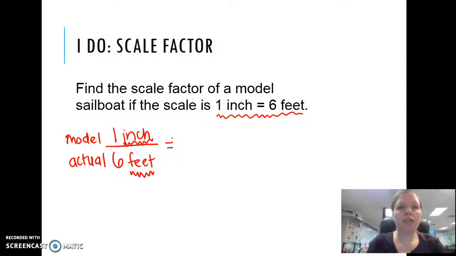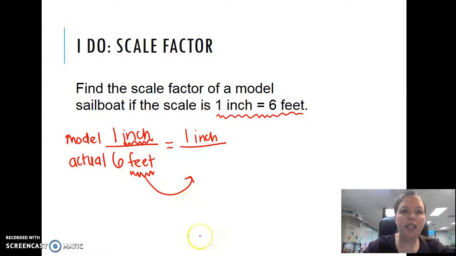So when we look at this, what we want to do is make sure that our units are the same in both our numerator and denominator. So if we have inches and feet, the easiest way to do this would be to change my feet into inches. How do I change feet into inches? Well, there's 12 inches in 1 foot, so I'm going to multiply that by 12. I get that this is 72 inches when I do 6 times 12.